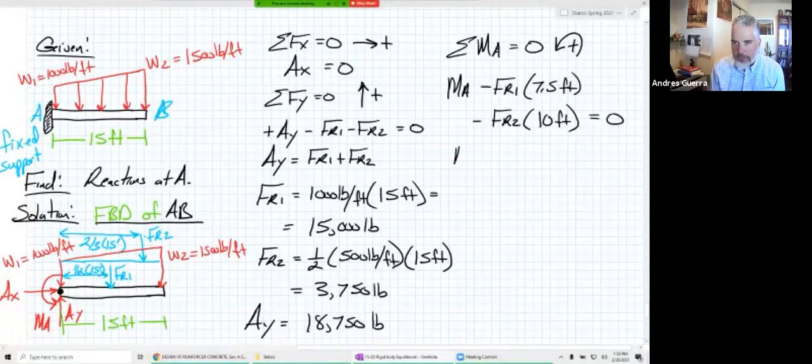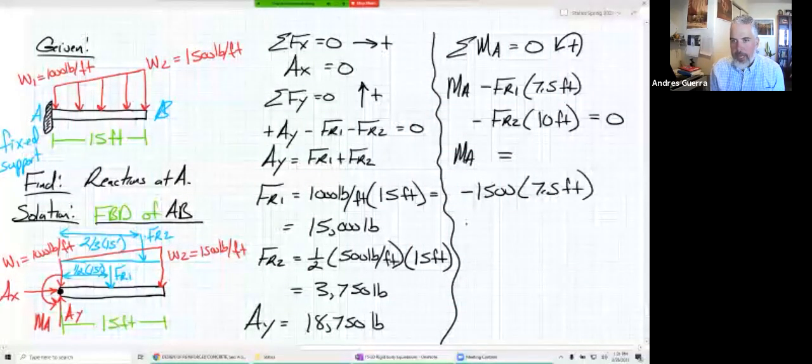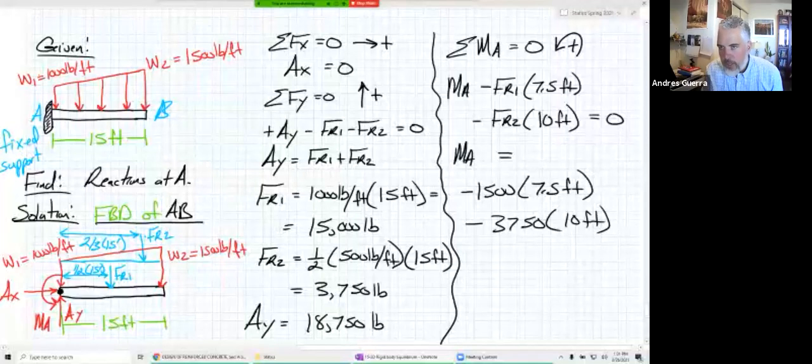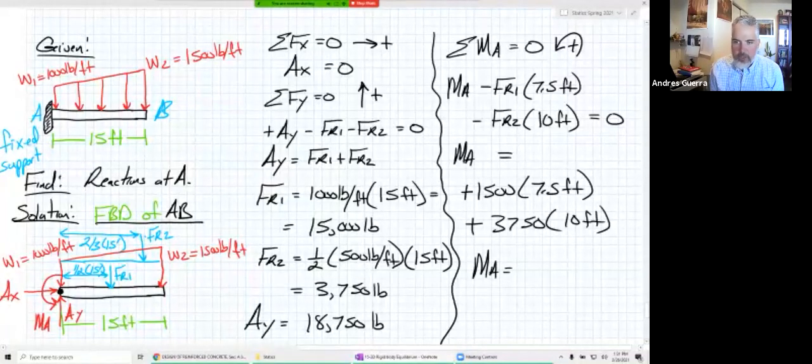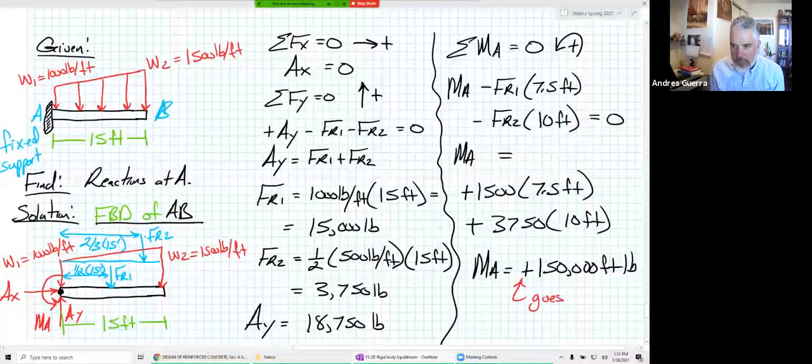Now in this one, when we do our algebra, MA is going to be equal to minus FR1, which is minus 15,000 times 7.5 feet, minus 3,750 times 10 feet. Oh wait, but I moved them over to the other side, so doesn't that mean that these are both positive? I have a positive and a positive. So I find that MA is equal to a positive 150,000 foot-pounds. So I found a positive number, which means that it goes in the same direction as drawn.